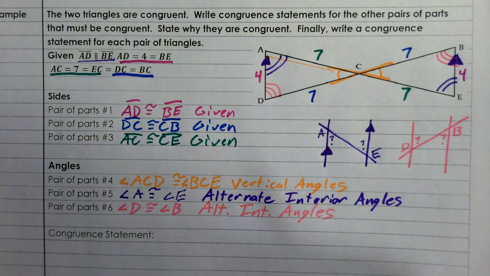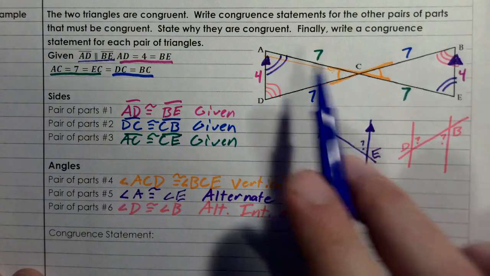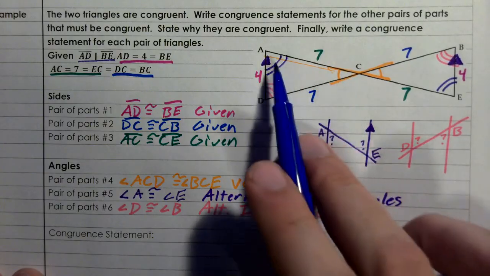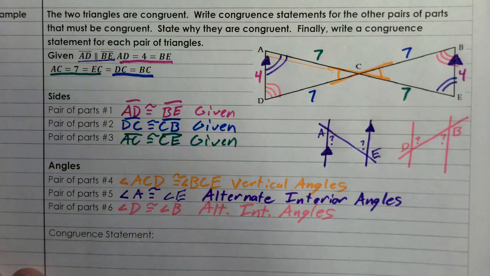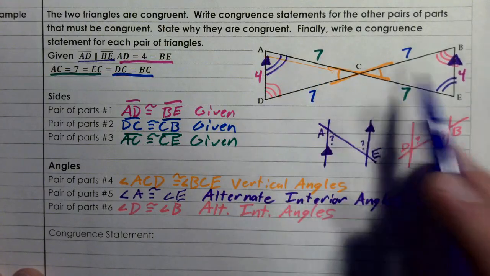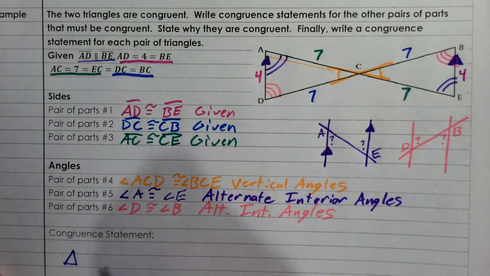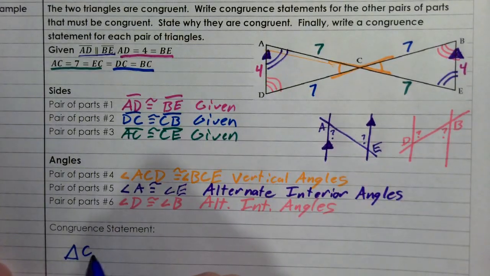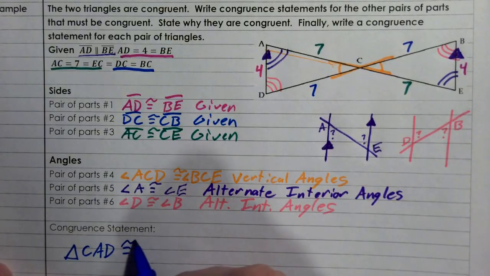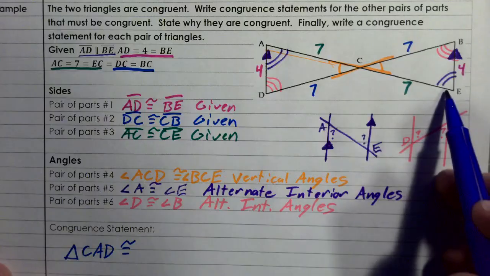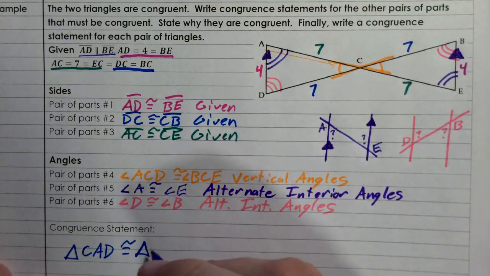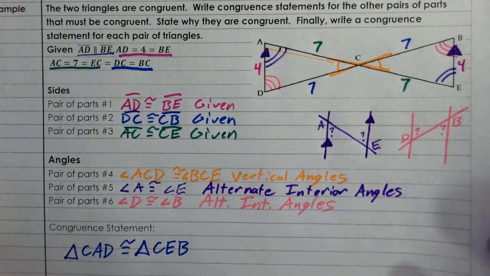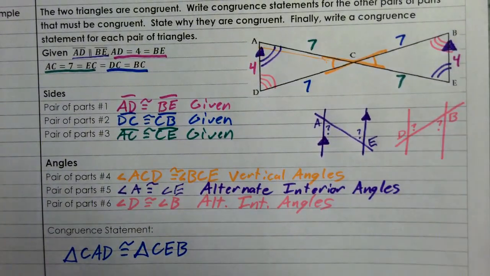Now that we've got all that, we can write our congruence statement. I would follow these tick marks to make sure that I'm going to mark them in the right order because I don't want to go 1, 2, 3, and then go 1, 3, 2. That's madness. 1, 2, 3, 1, 2, 3. So I'm going to say that triangle CAD is congruent to triangle CEB. And that is all done.